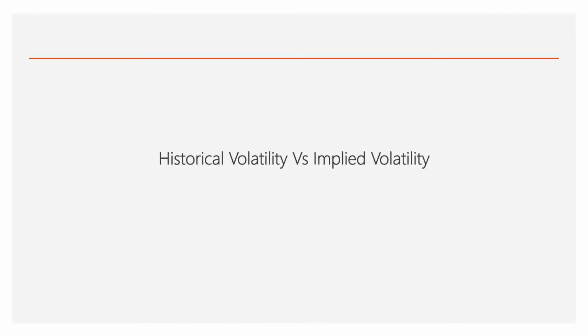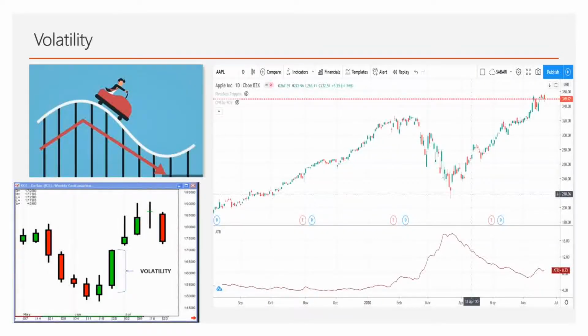Historical volatility versus implied volatility. First of all, what is volatility? Volatility is the movement of stock price on a specific day from its lowest point to its highest point. In this chart, assume this is a daily chart, focus on this green candle. Price moves from this lowest point to the highest point, right? Price fluctuates within this level. This is called volatility.